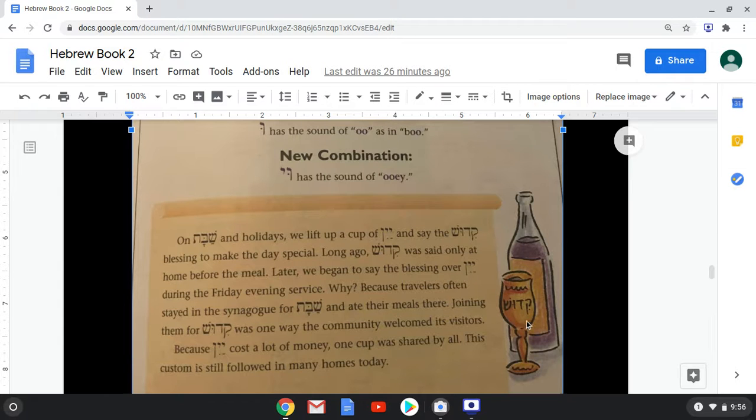And you see over here we have a Kiddush cup, which a lot of us who are Jewish have in our homes. It's a popular gift for bar and bat mitzvahs. So they have a Kiddush cup.